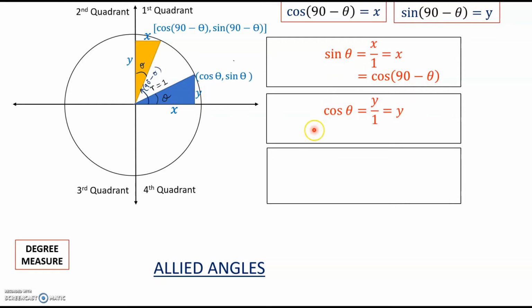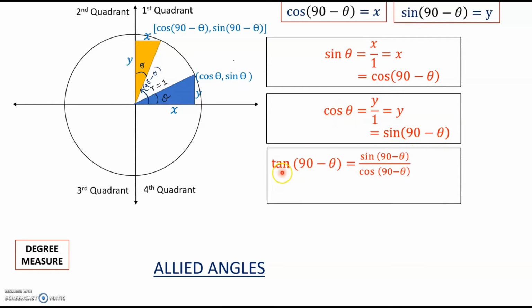Similarly, let's do cos theta. Cos theta for this triangle will be equal to adjacent side, which is y, divided by 1, which is the hypotenuse. So which is y by 1, and that's equal to y. And we have already defined this point, the y coordinate, as sin 90 minus theta. So our y will be equal to sin 90 minus theta. Therefore, sin 90 minus theta is equal to cos theta.